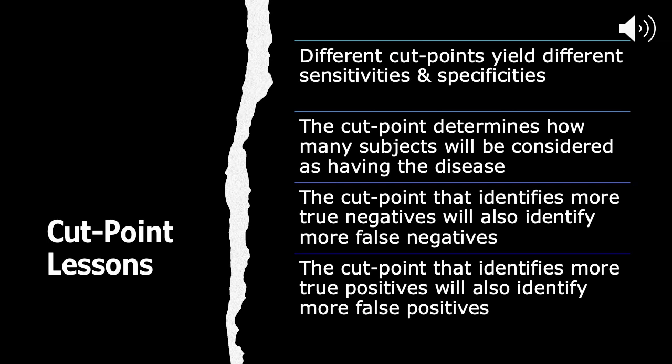So what are some of the important lessons that we can learn from cutoff points? Different cut points yield different sensitivities and specificities, and the cut point determines how many subjects will be considered as having the disease. The cut point that identifies more true negatives will also identify more false negatives, and the cut point that identifies more true positives will also identify more false positives.